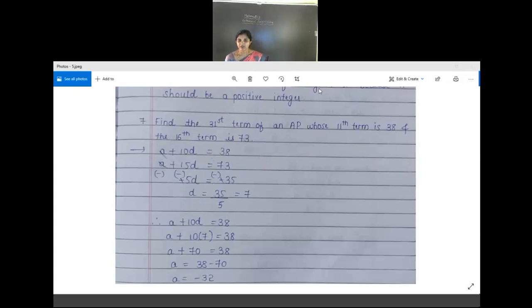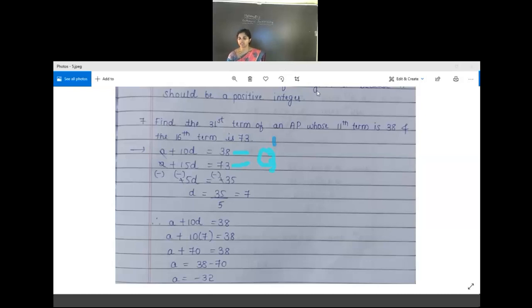Okay, see, first data, you just mark it as equation number 1. 11th term is 38, that is equation number 1. Second one is equation number 2. So solving equation 1 and 2. This is a method of solving equation 1 and 2. Now, any one of the equations you have to choose and you have to substitute the D value in equation 1 or equation 2. Any one equation, whether it is equation 1 or equation 2.